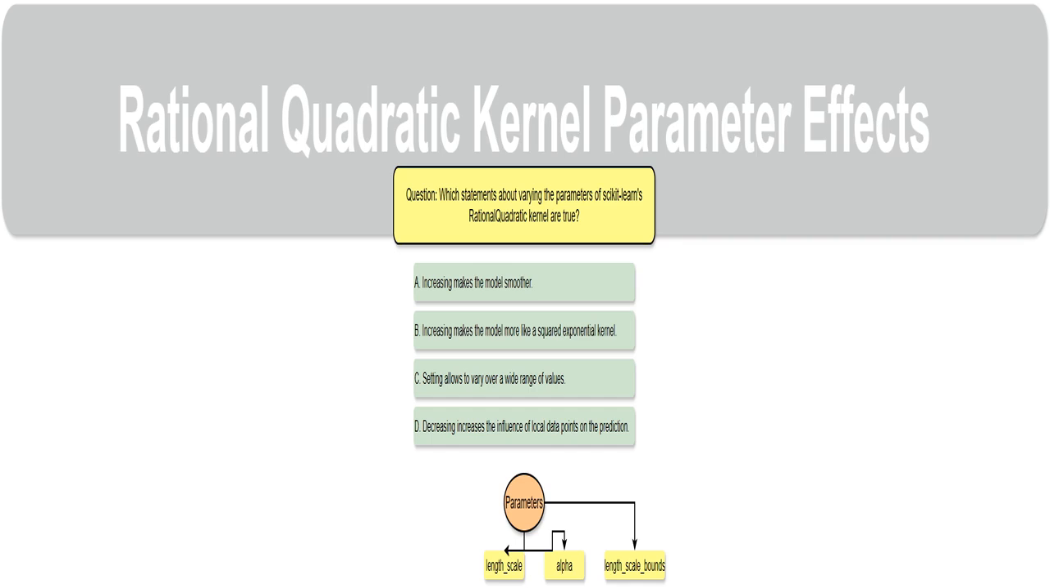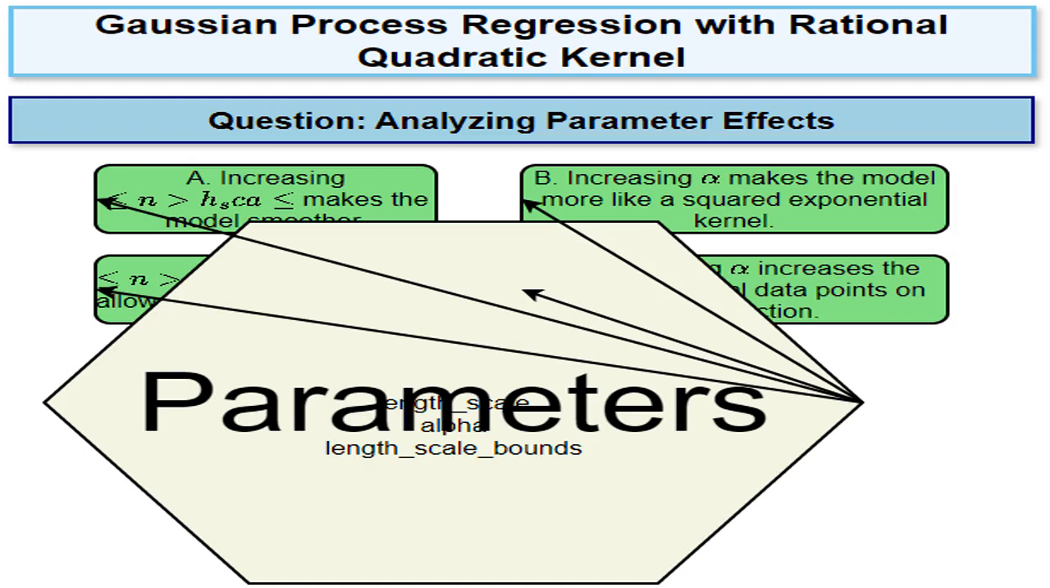Let's get started. I see length_scale as the dial controlling smoothness. A bigger length_scale means points farther apart strongly influence each other, creating a smoother curve. Think of it like connecting the dots with a really flexible rubber band. The further apart the dots, the smoother the curve.